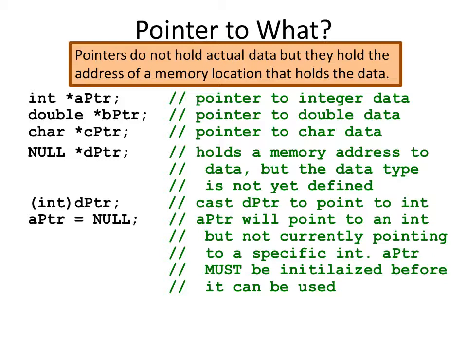Here's another thing I could do: a_ptr equals NULL, and that means it's like we have a bunch of zeros in there, so we really can't work with memory address location 0, but at least I have a pointer and something's in there. I just can't use it yet.